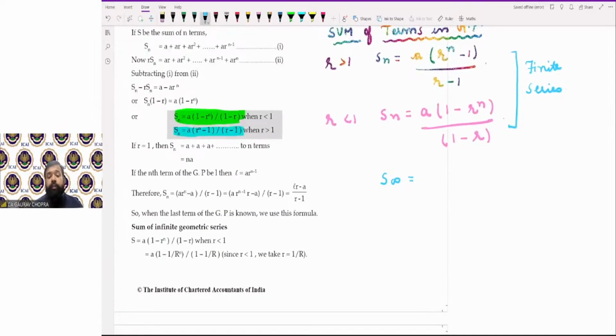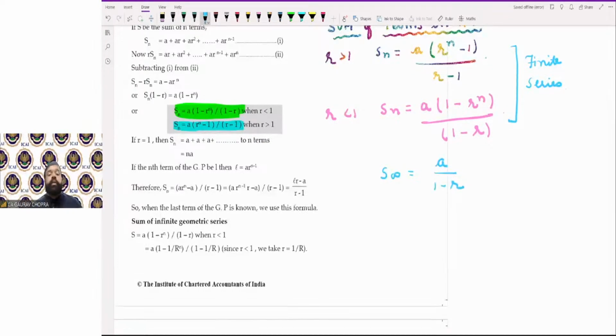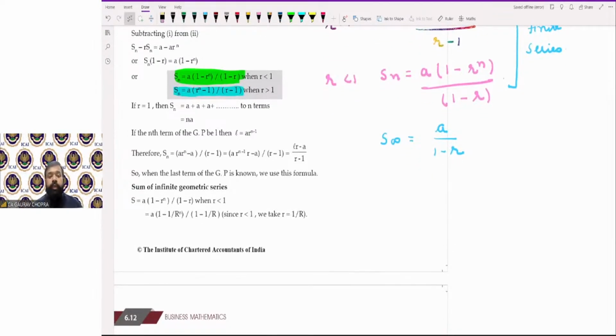It will be A upon 1 minus R. A is the first term divided by 1 minus R. So this is the formula for an infinite series. All right. Infinite series.